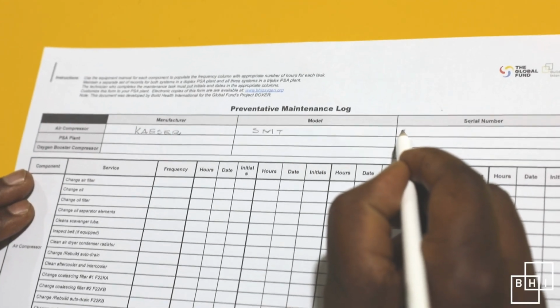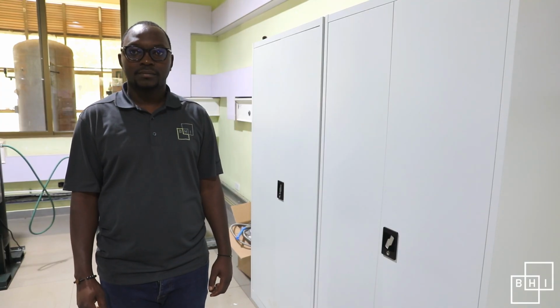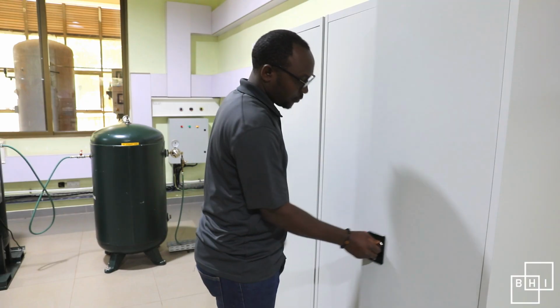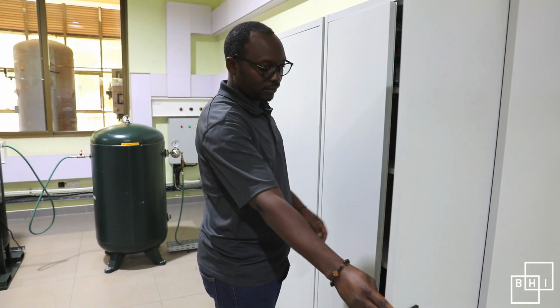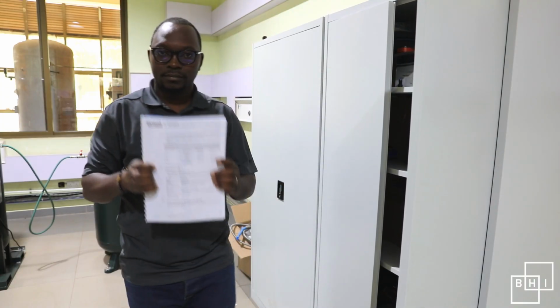First step is always to get our equipment manual. In your PSA plant, this should be stored in a proper location, not just sitting on top of the equipment. Here is where we store our manual in a protected cabinet.